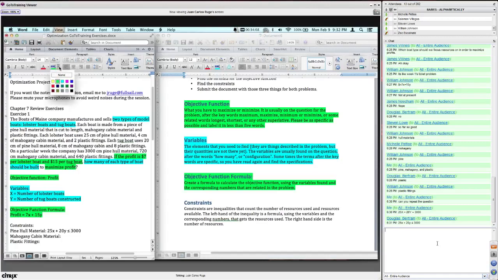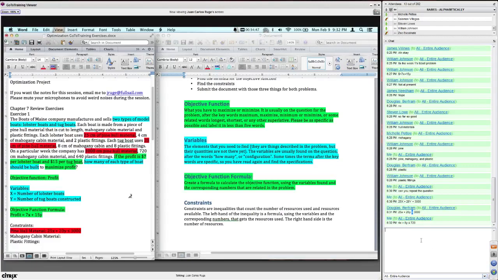Okay, guys, now give me a formula for mahogany cabin material, an inequality. In the meantime, I'm color coding this. What is the inequality for mahogany cabin material? 4x plus 8y is less than or equal to 720.